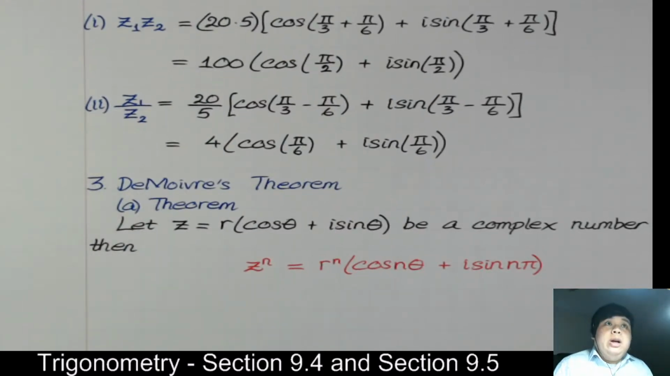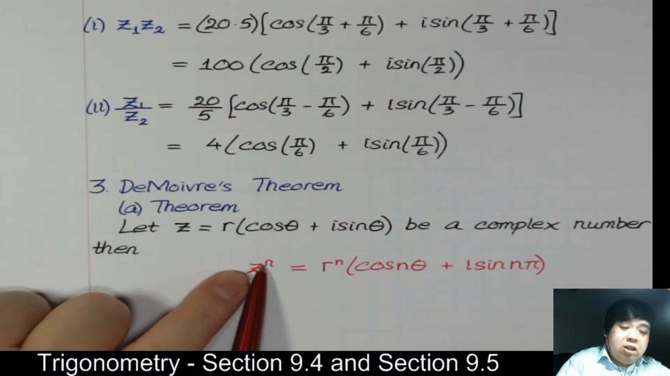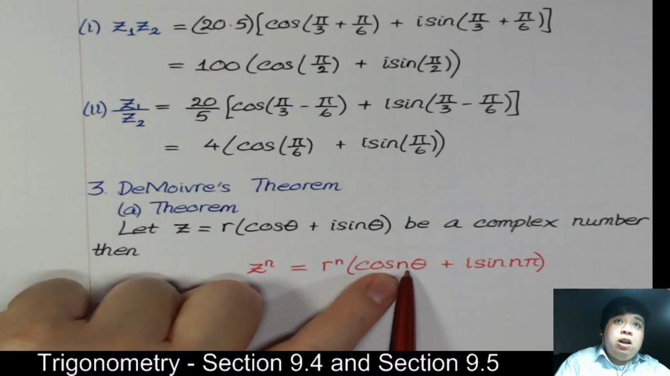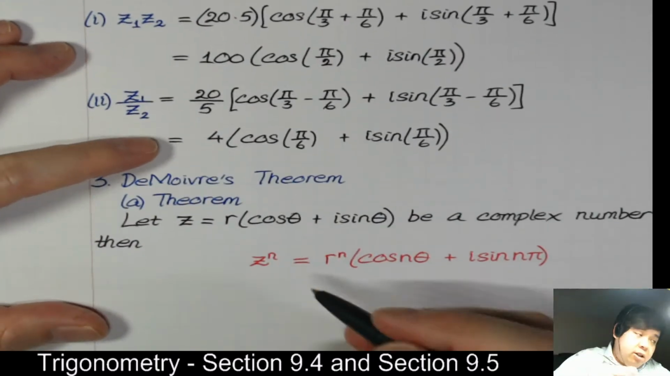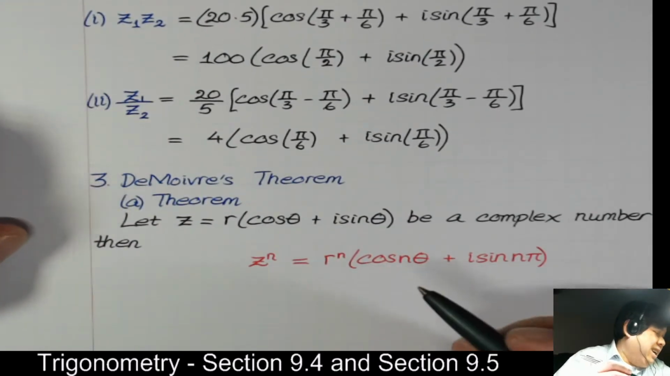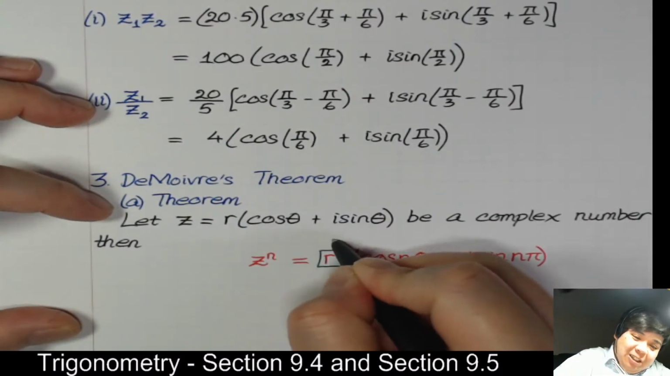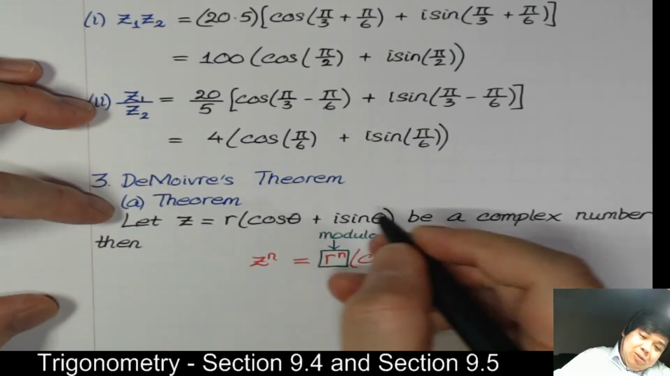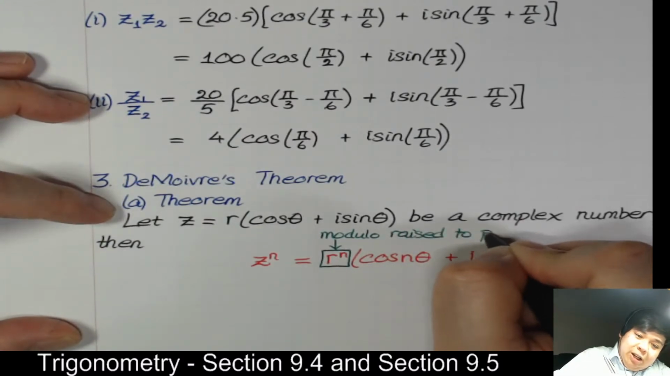So what do we do in De Moivre's theorem? What we see is that when we have the power of a complex number, the modulo is raised to the power, and then we multiply that number into the argument. So there are two parts. So modulo raised to the power of n.